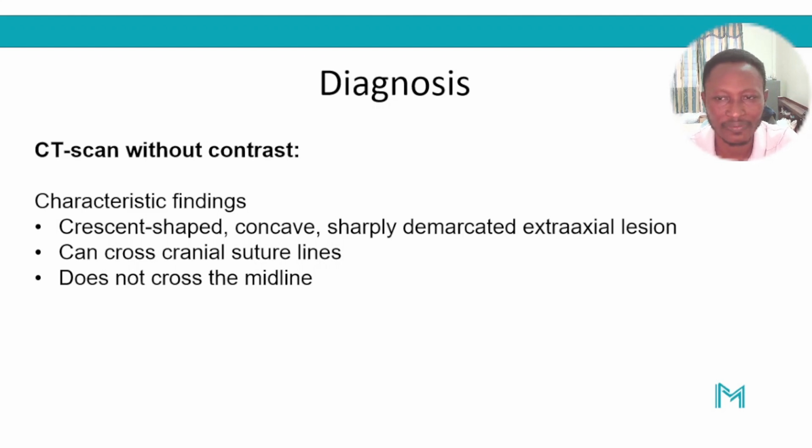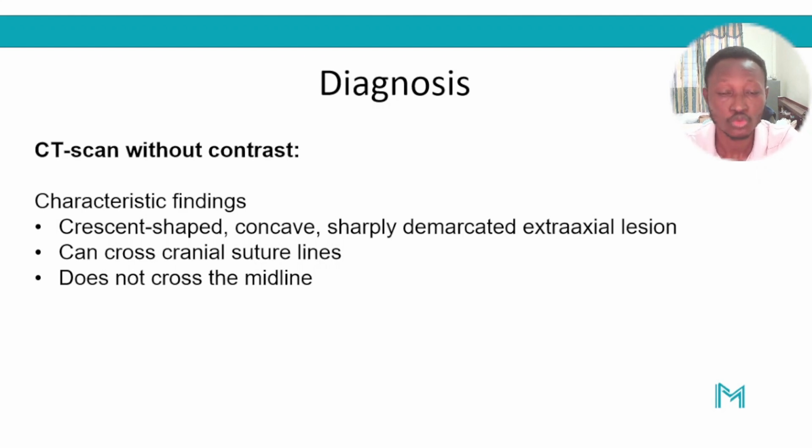And the characteristic feature that you find on these CT scan images is a crescent-shaped, sharply demarcated lesion, and this lesion can cross cranial suture lines. These are very important things you should take notice of, because there's another intracranial bleed that does not cross suture lines. These are things they want you to know during the exams, especially during the viva station, where they ask you to describe the features of these lesions in SDH, that's subdural hematoma. They don't cross the midline, but they cross suture lines. So they can cross the suture lines, but they cannot cross the midline.